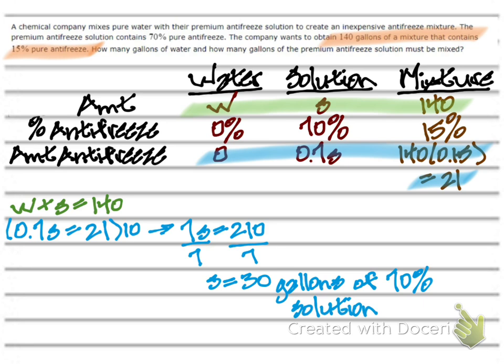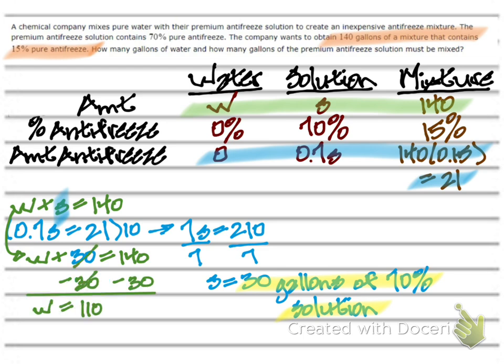Now I'm going to go back up to my W plus S is 140. And I'm going to replace the S with its amount. So W plus 30 is 140. Subtracting 30 from both sides, we have 110. And so that's 110 gallons of water.